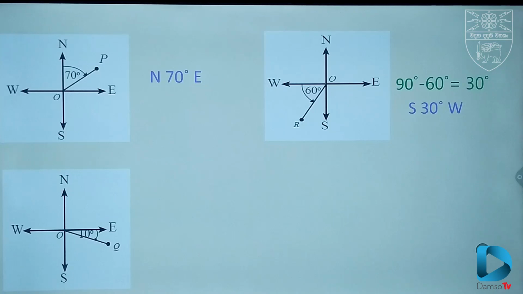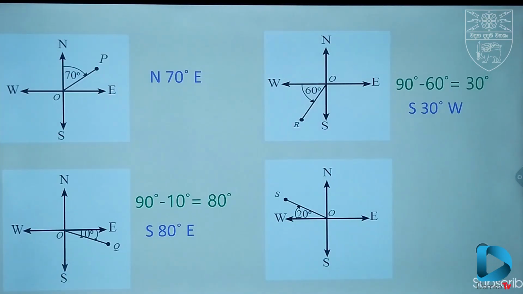This one in here also you have to find the relevant angle. For that you have to subtract 10 degrees from 90 degrees. You will get 80 degrees. 80 degrees east of south. This is the way of writing this one. 80 degrees east of south, S 80 degrees E.